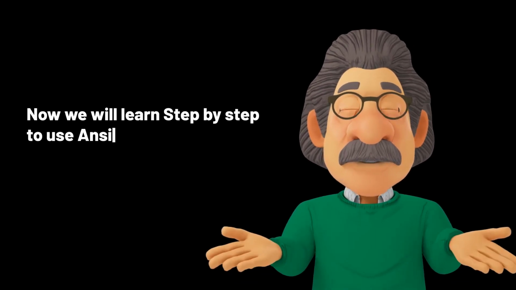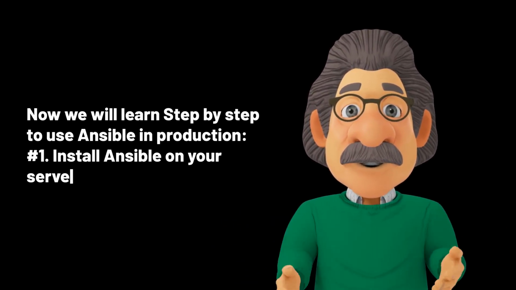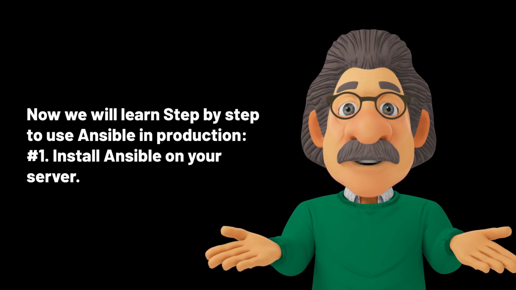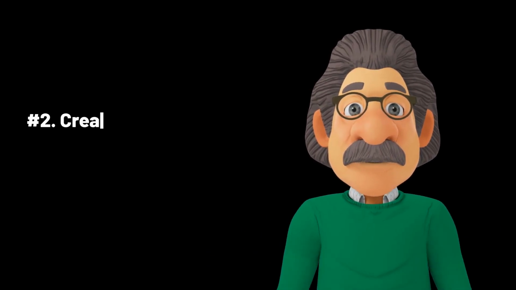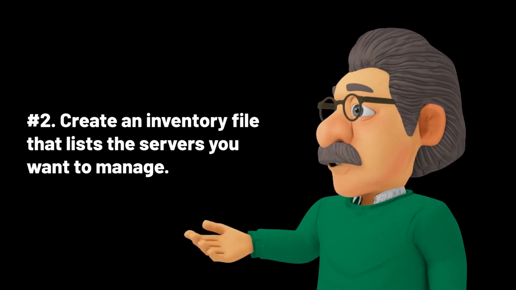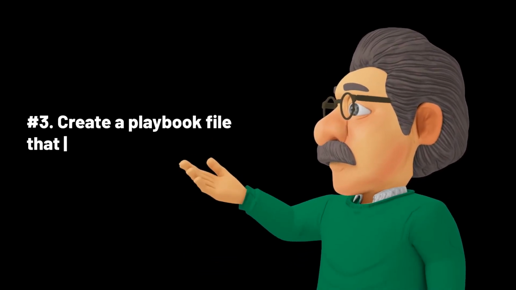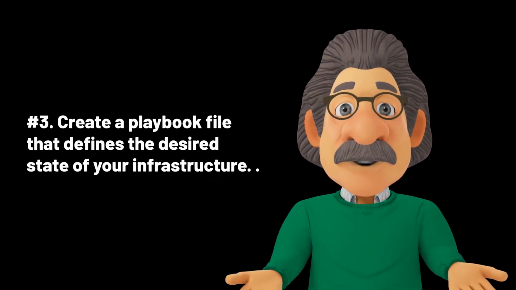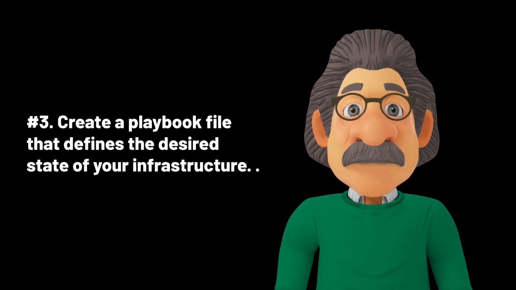Now we will learn step by step to use Ansible in production. Number 1. Install Ansible on your server. Number 2. Create an inventory file that lists the servers you want to manage. Number 3. Create a playbook file that defines the desired state of your infrastructure.